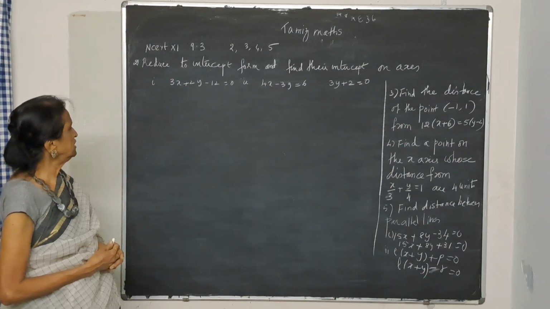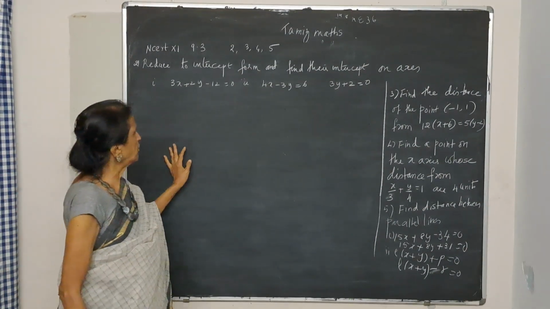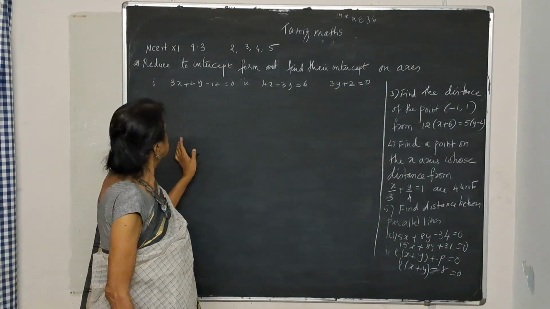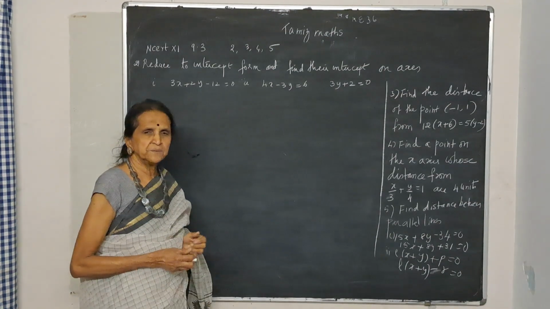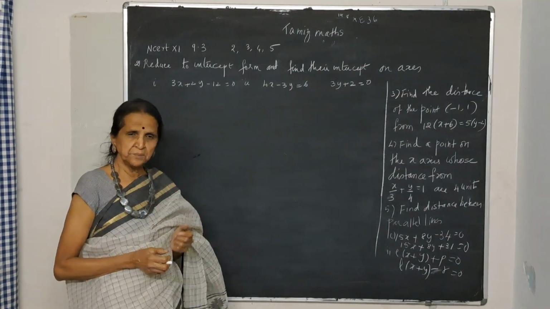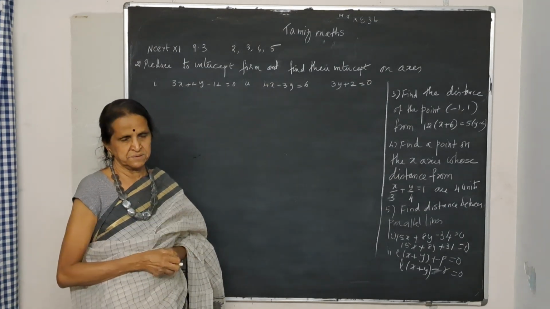We have to see problem 2 first. Reduce to intercept form and find their intercept on the axis. There are two equations given. Slope intercept form, I have done that in the previous video. It is the slope of the line and the y-intercept.